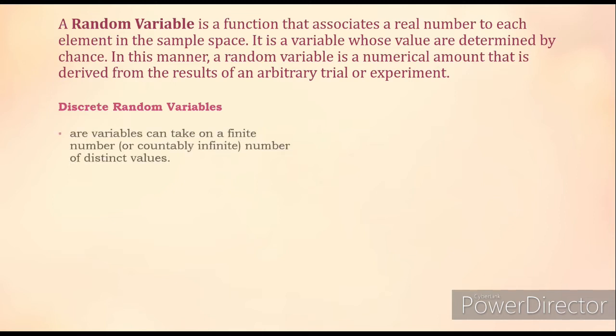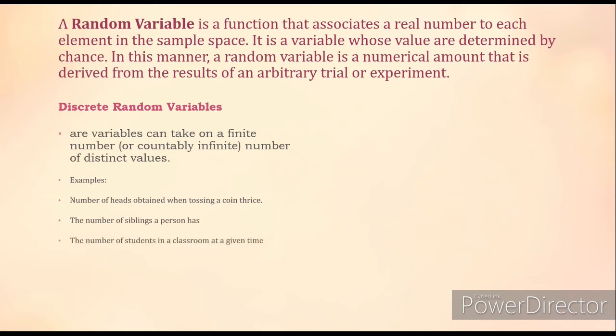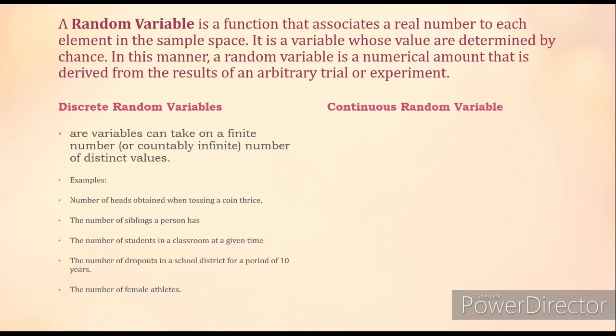These are variables that can take on a finite number or countably infinite number of distinct values. These are the following: number of heads obtained when tossing a coin thrice, number of siblings a person has, the number of students in a classroom at a given time, and the number of dropouts in a school district for a period of 10 years. Second, and last example is the number of female athletes.